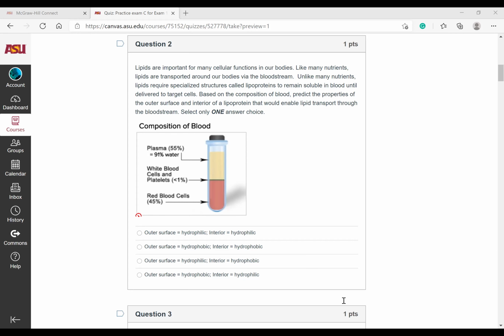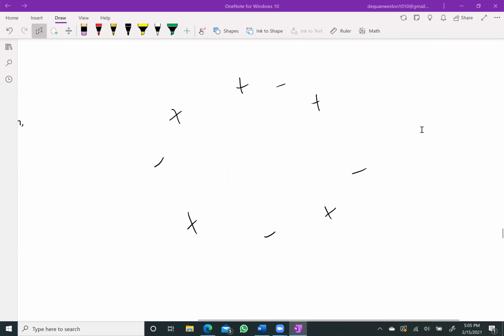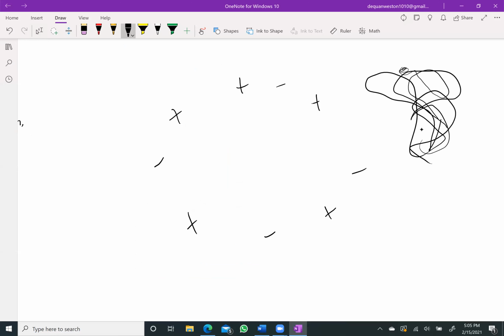Are you writing on the screen right now? Yeah, can you see it? No, we can't see it. Okay, hold up. Now can you see it? Yes. Okay, but we just see your OneNote, not the actual... Can you see the notes I'm taking? Yeah, you're doing squiggly lines.